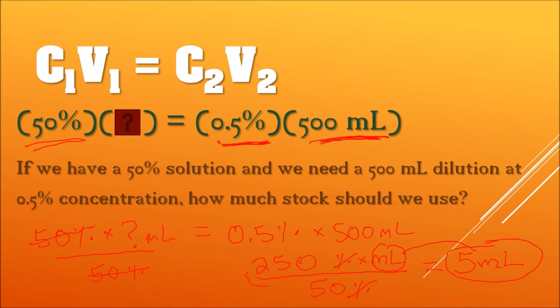We're going to need 5 milliliters of that original stock solution at 50% concentration, put it into a pitcher or a graduated cylinder, and then fill the rest up to the 500 mils level to get the 0.5% concentration in your new dilution.